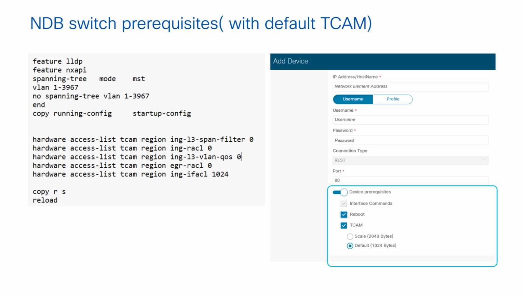As you can see, while adding the device itself, there is a zero-touch provisioning feature. When you toggle the device prerequisite, there are options to reboot the switch for the TCAM and all the scale settings. Choose what is appropriate for you, and this is going to bring you the essential TCAM, which is a very important resource for tap aggregation to work on the NDB box.